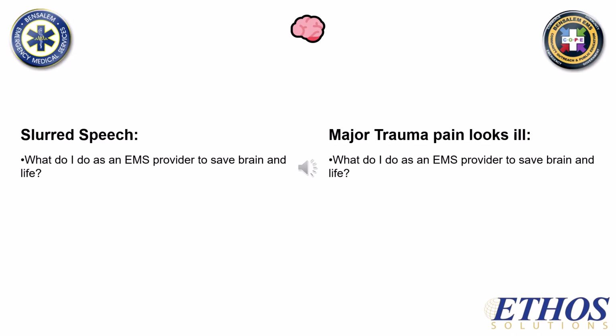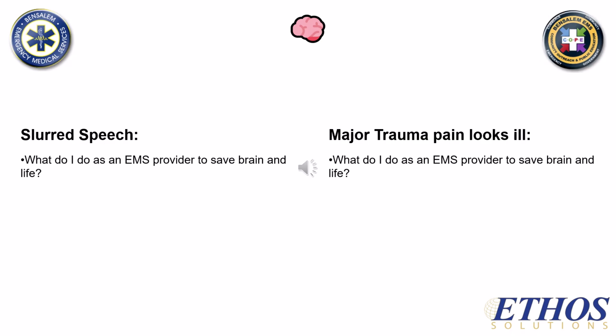Soon after you graduate school and you start to see a few cases, you start to build these kind of automatic critical thinking algorithms. So what do I do as an EMS provider to save brain and life in a slurred speech stroke presentation? And this is important, right? Because if you know this, then it helps you critically think to, well, what do I need to do next? What do I need to know next?